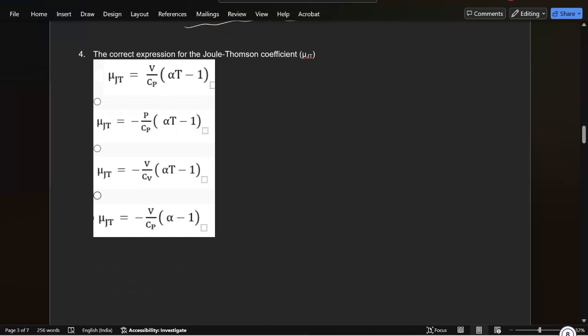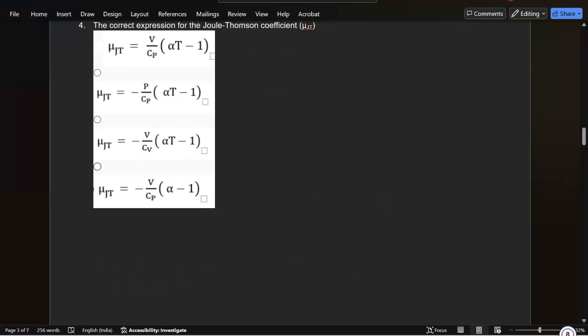Yes. Okay. So now next question is, we need to calculate the Joule-Thomson coefficient in terms of Cp, alpha, and known quantities. So do you have any idea how to do this? First, you tell me the formula that you know for Joule-Thomson's coefficient.